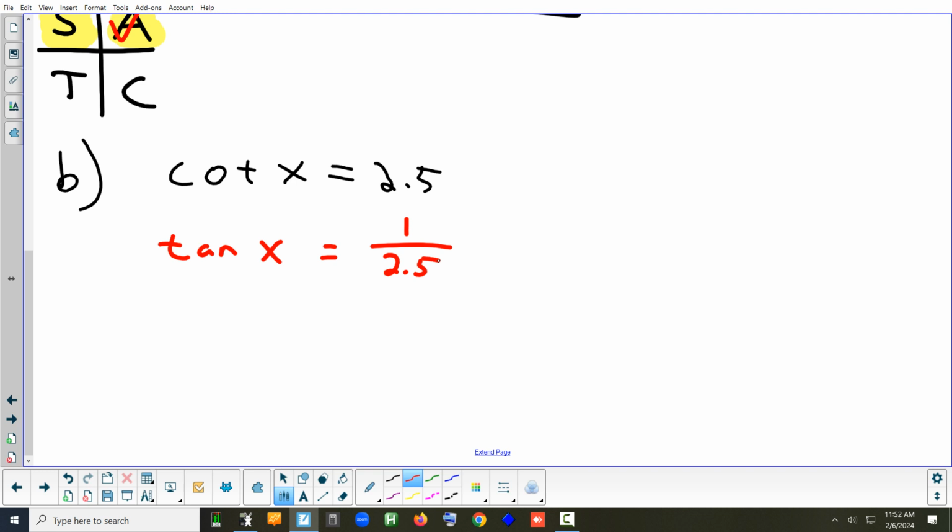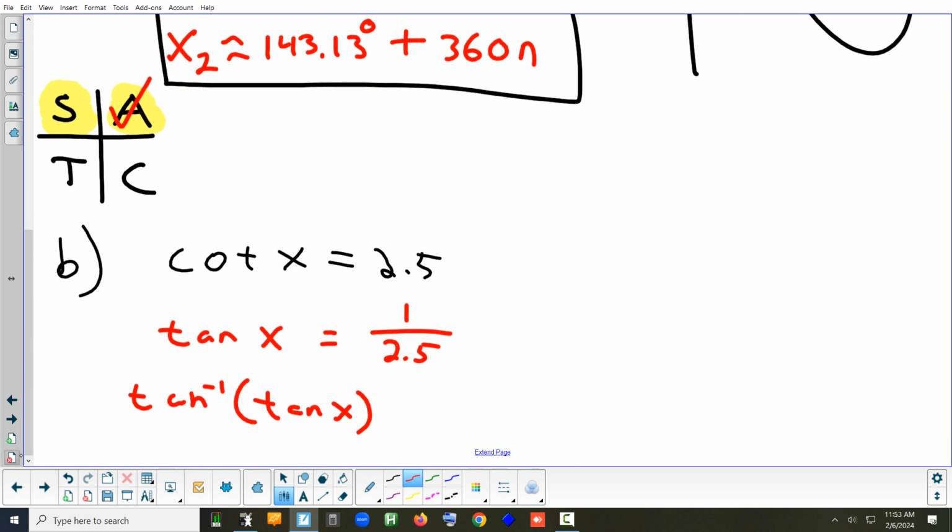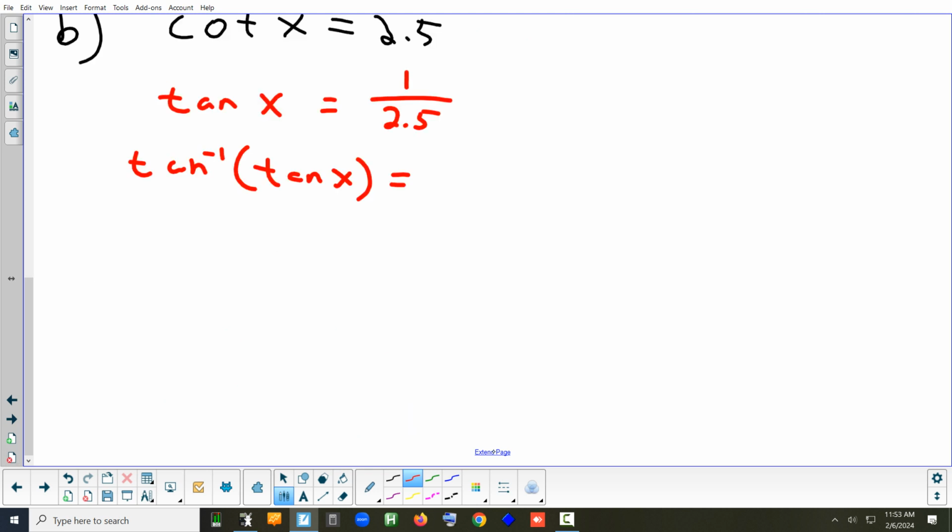Now we should be able to get x by itself. What do we do on both sides to get rid of tangent now? And we can do this because we have a button for it. Take the inverse tangent. Again, if you had inverse cotangent, you could have done that right away, but we don't. So we had to rewrite it using a reciprocal identity. Okay, so take the inverse tangent on the left, and the inverse tangent of what's on the right.